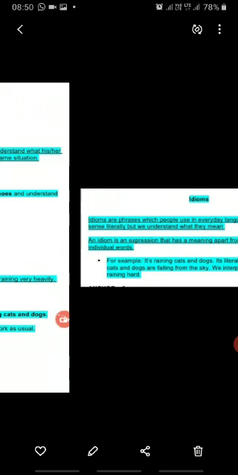Okay. So, for example, it's raining cats and dogs. Its literal meaning suggests that cats and dogs are falling from the sky, but we interpret it to mean that it is raining hard. So, you can see here the idiom rain cats and dogs. What is the meaning? To rain very heavily. If you say it's raining cats and dogs, you mean it is raining very heavily.